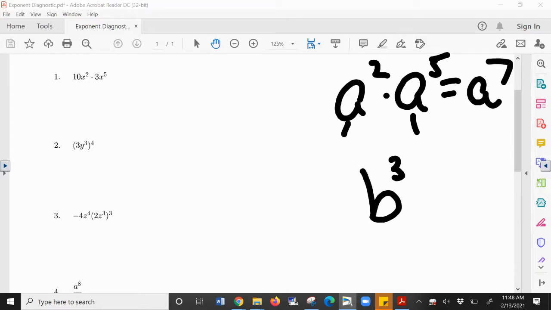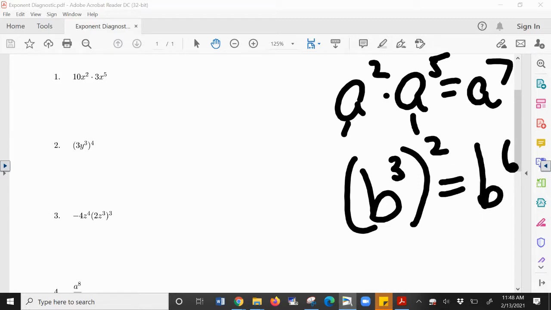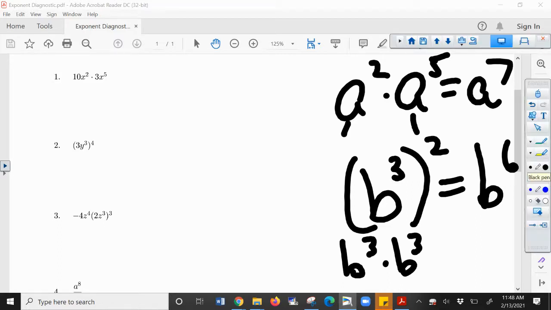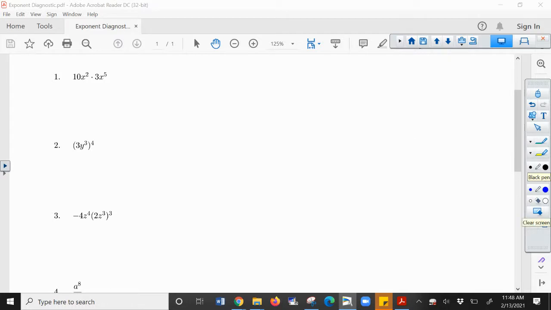When you have a power to a power, like for instance, b to the third to the second, you multiply the exponents, because this is the same as b to the third times b to the third. So of course, you add 3 plus 3. In this case, you do 3 times 2. There are a couple more important things to know about exponents. We'll get to those in a second.